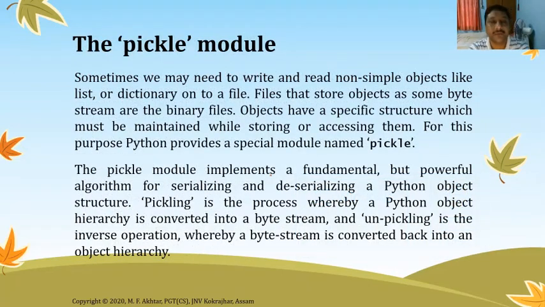Now, to work with binary files in the Python language, we have to use one special type of module that is known as the pickle module. Sometimes we need to write and read non-simple objects like lists and dictionaries onto a file. Files that store objects as a byte stream are binary files. Objects have a specific structure which must be maintained while storing or accessing them. For this purpose, Python provides a special module named pickle.